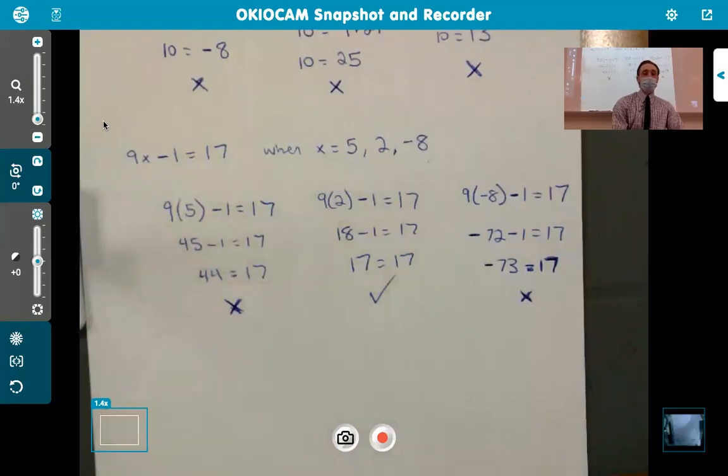Like I said, this is essentially what your entire assignment's going to look like. They're going to give you a list of values. You're going to plug them in and try to verify which are solutions, which are not, and then choose from there, okay? Are there any questions about anything that we covered today? Anything related to this topic?